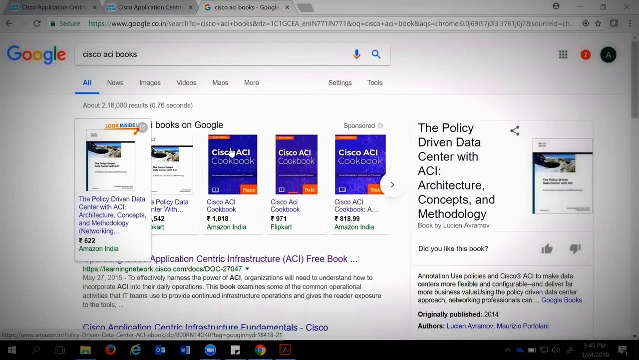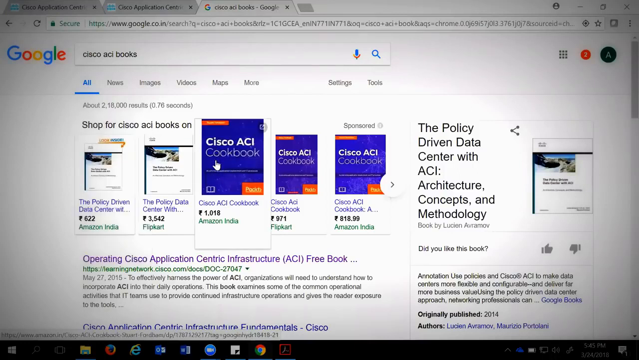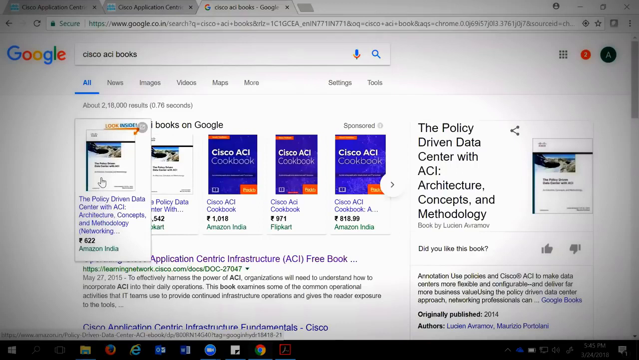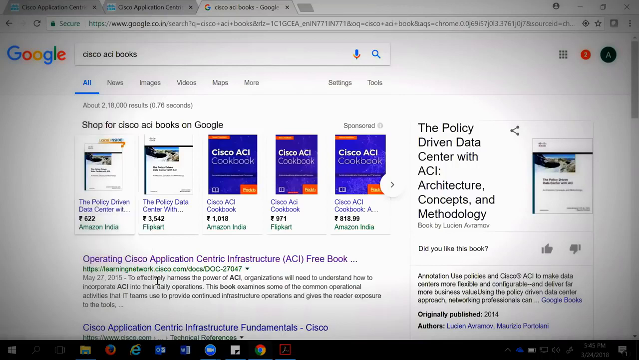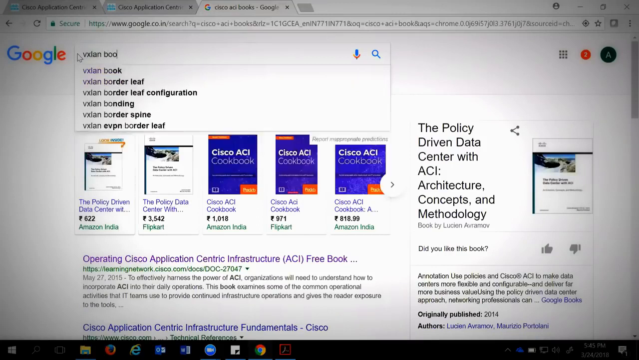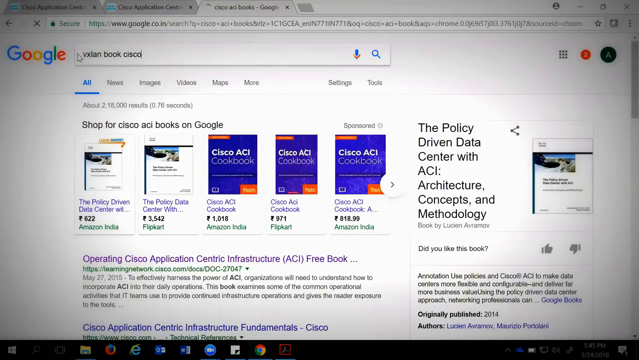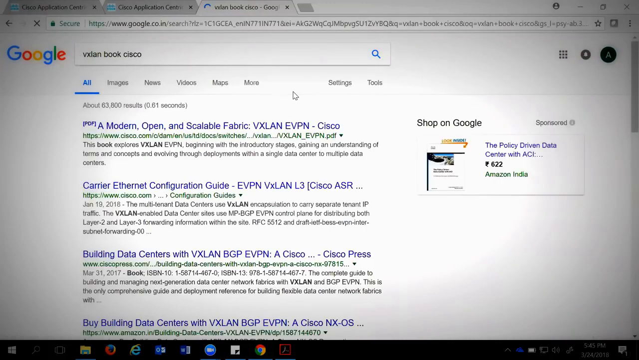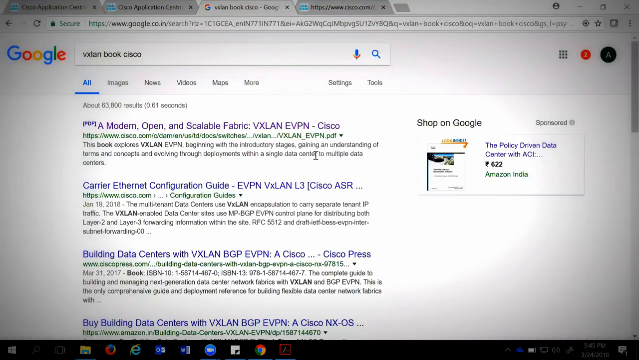So the first one is the best one. I should be recommending the Cisco ACI Cookbook, and the other one you can follow from Cisco is called Policy Driven Data Centers. The other thing you can follow would be the VXLAN book from Cisco, because on ACI's backend, it's all about VXLAN or EVPN that is running. How these things are added in your infrastructures, and what backend configurations are put in, you can get insight into by going through these VXLAN EVPN books.